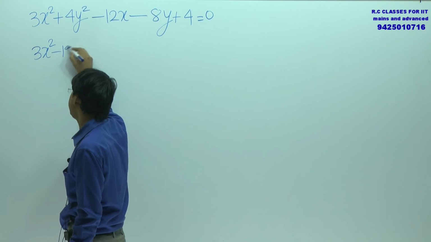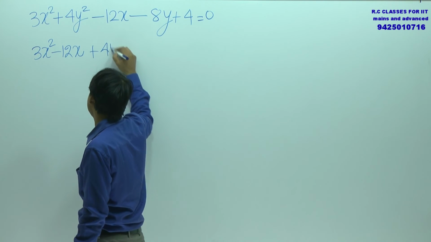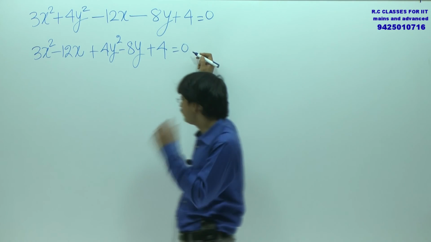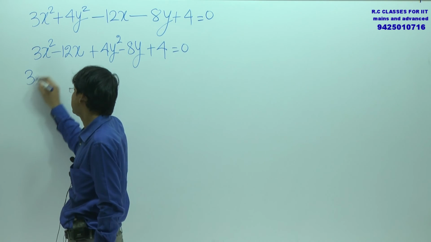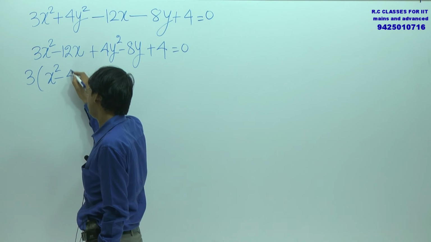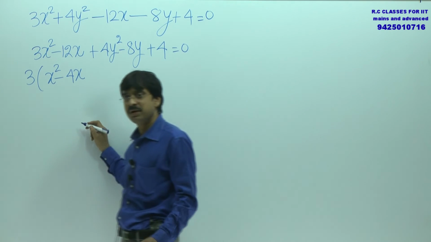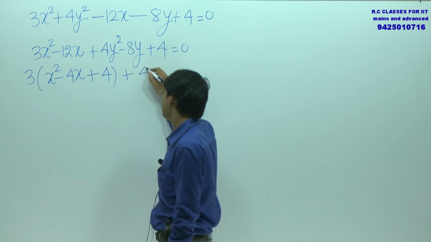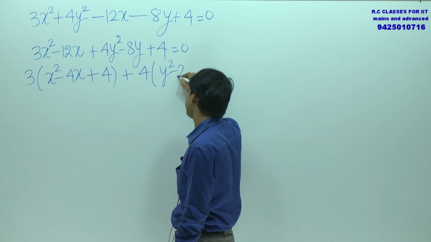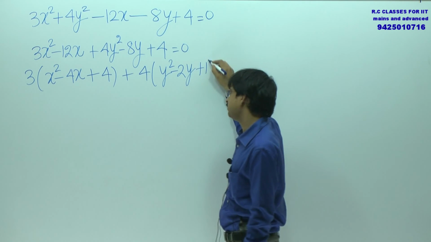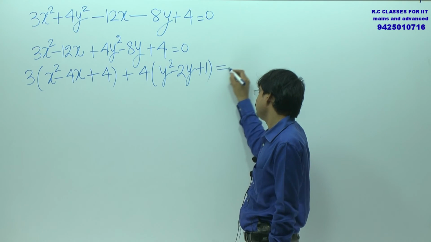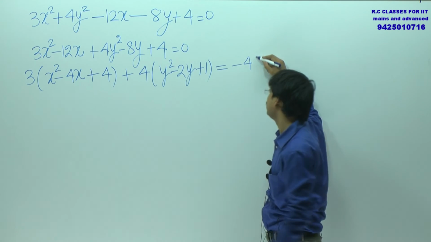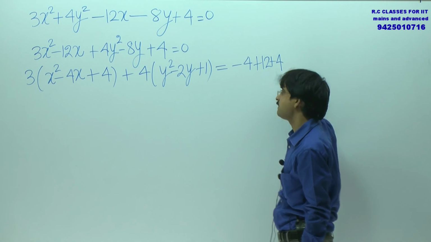3x स्क्वायर माइनस 12x प्लस 4y स्क्वायर माइनस 8y प्लस 4 इक्वल्स टू 0, 3 you have taken common, x स्क्वायर माइनस 4x, परफेक्ट स्क्वायर बनाने के लिए आपको यहाँ पे 4 ऐड करना होगा, प्लस 4 you have taken common, y स्क्वायर माइनस 2y प्लस 1 is equals to this minus 4, 12 has been added more, प्लस 4 has been added.